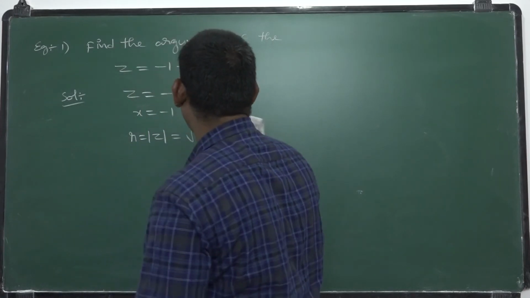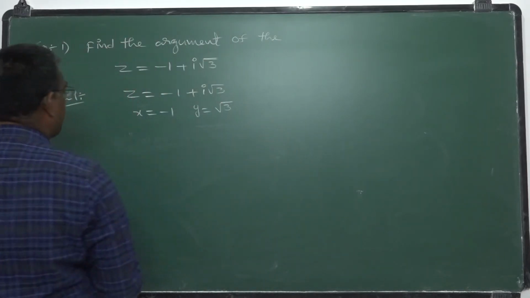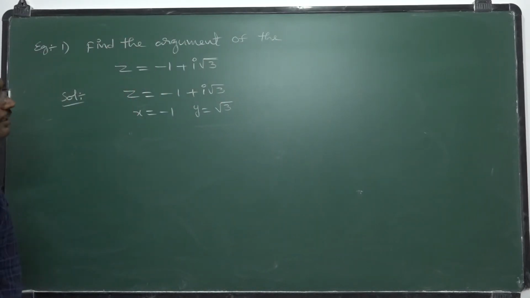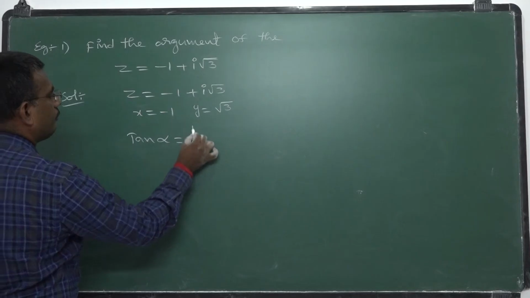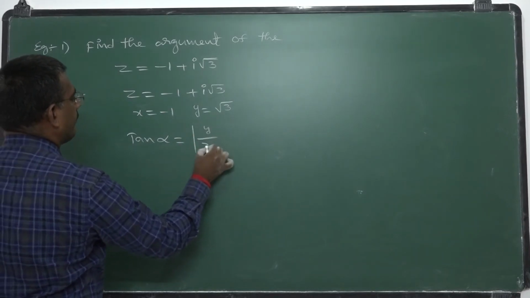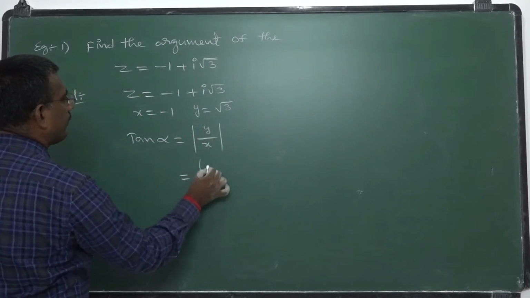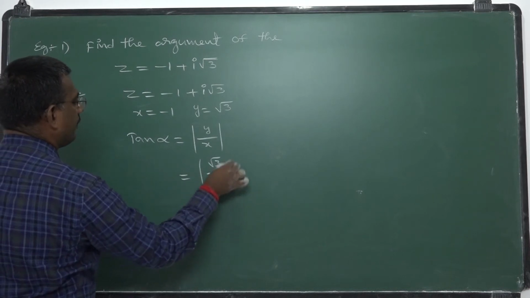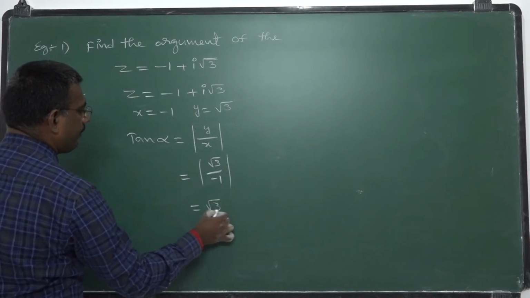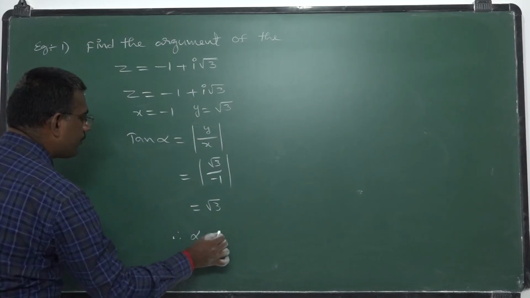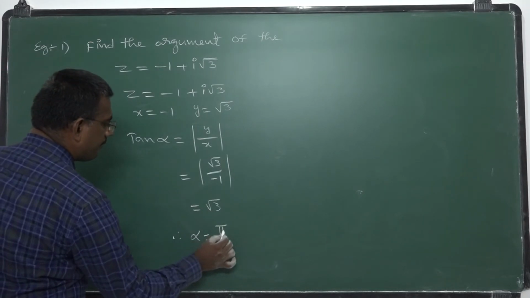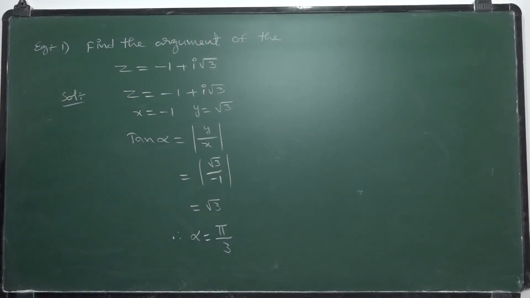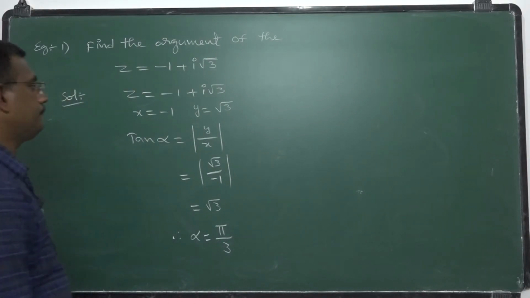First, step 1: tan alpha is equal to modulus of y by x. So this is equal to modulus of root 3 by minus 1, that is equal to root 3. Tan 60 is root 3, therefore alpha is equal to 60 degrees, which means pi by 3. Alpha equal to pi by 3.